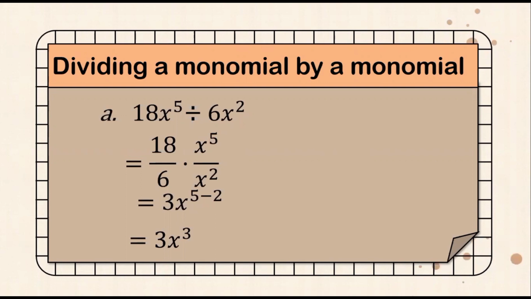So that's under dividing a monomial by a monomial. First, you have to divide the numerical coefficients together and the literal coefficients. Second, keep the base and subtract the exponents, following now the concept of quotient rule. And lastly, do not forget to simplify your answer.